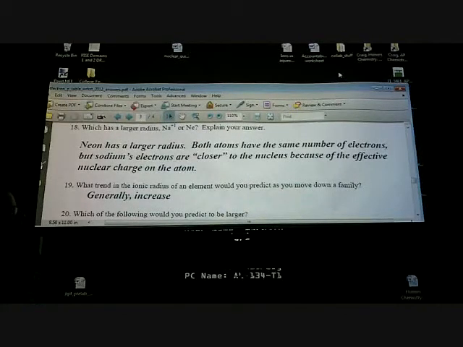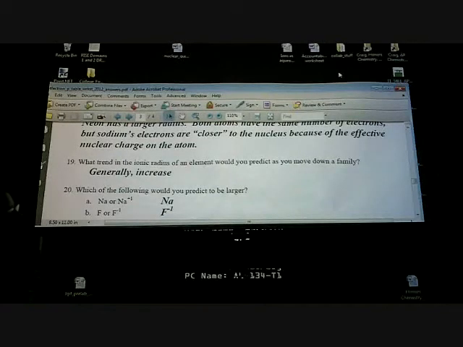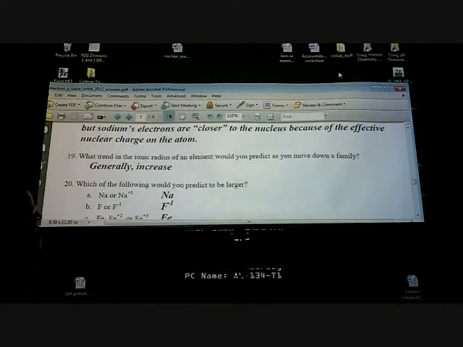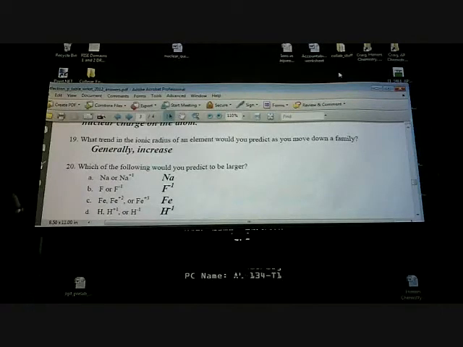All right, 20. Which of the following would you predict to be larger? The more negative is the larger. So Na +1 is positive, where Na is more negative than +1. And then F -1. Very good. And I'll make sure I space that out. And then H -1. F negative 1, my bad. And D, hydrogen with a -1 charge.